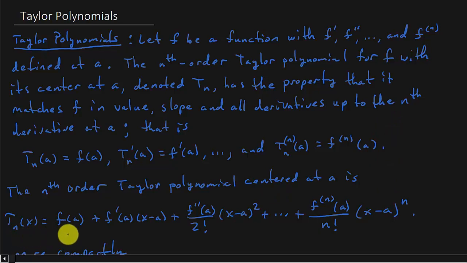The nth order Taylor polynomial centered at a is T sub n of x equals f of a plus f prime of a times x minus a, plus the second derivative of f at a over 2 factorial times x minus a squared, all the way to the nth derivative.